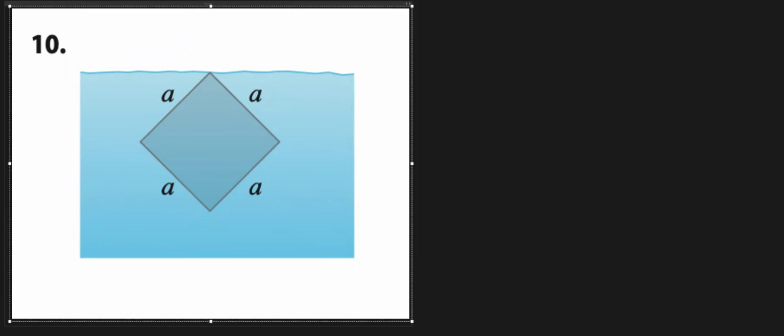Here we have problem number 10, and in problem number 10 we are asked to find the hydrostatic force that's acting upon this disc that's being put into the water vertically. And this is a square, but it's tilted. Now you might be wondering, why is it tilted?